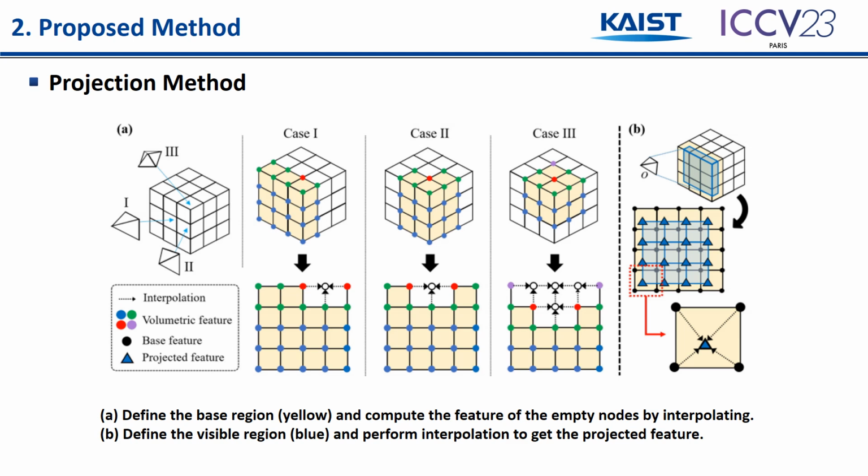The projection method used in our framework consists of two steps. First, we define the base region, which is yellow, and compute the feature of the empty nodes by interpolating neighbors. Without loss of generality, any pose can be categorized into one of the three cases shown in this figure. Second, we define the visible region, which is blue, and perform interpolation to get the projected feature. From this process, we can get a 2D projected feature from a 3D voxel feature.